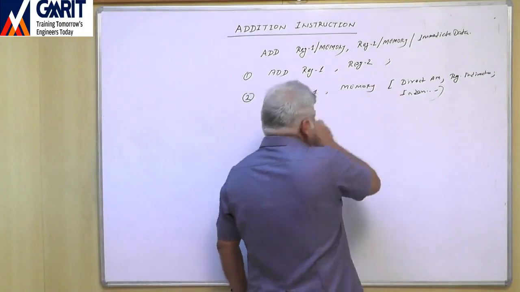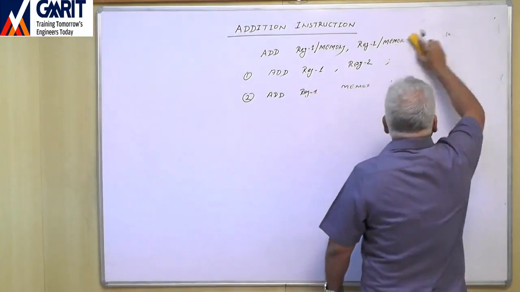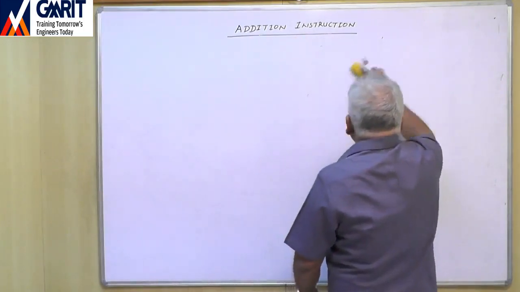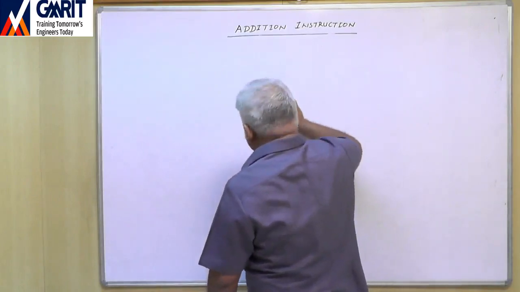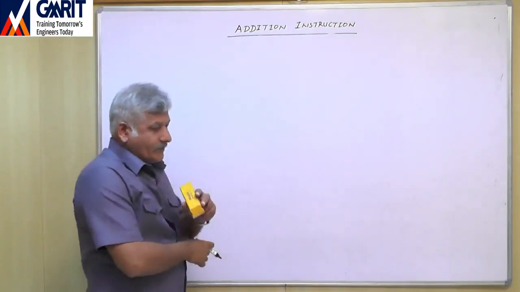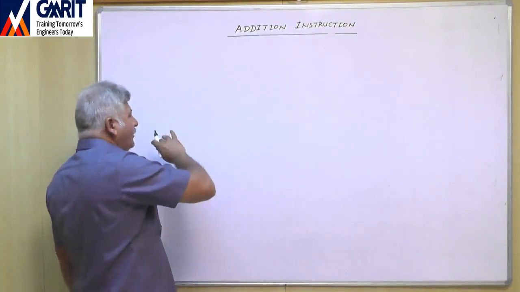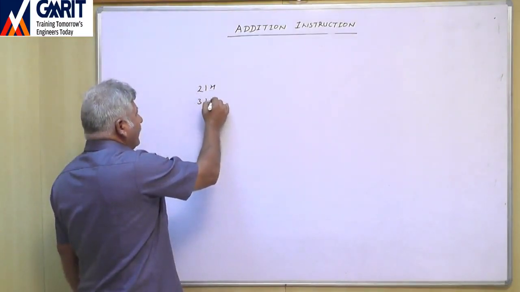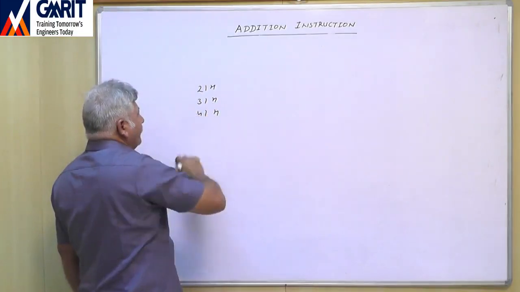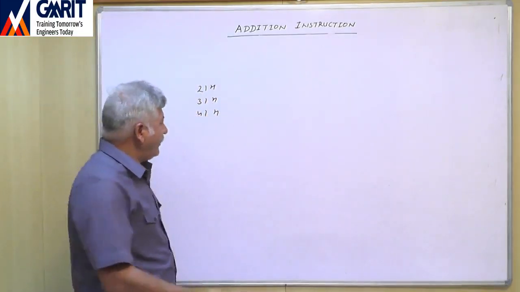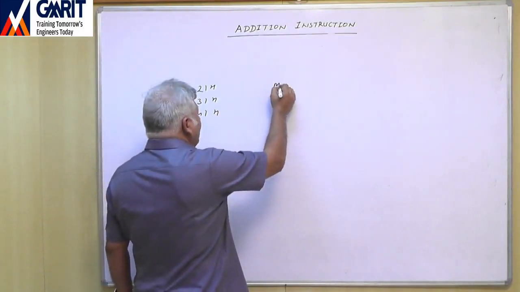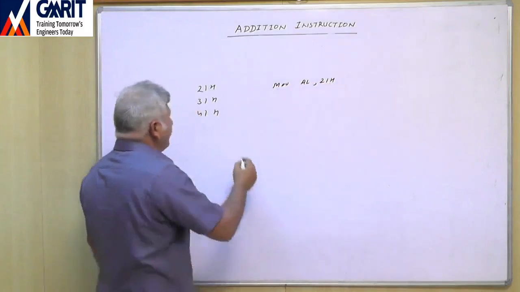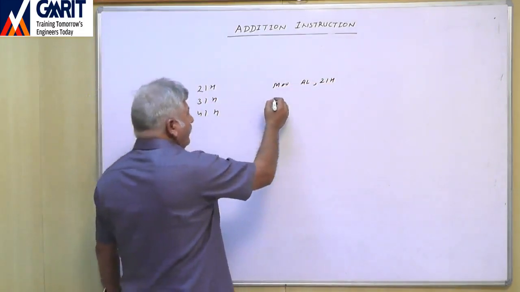Now we will see if we are going to add more than two numbers. Suppose we want to add three numbers, right? 21H, 31H and 41H. We want to add these three numbers. So one simple approach is MOV AL, 21H. The first number we will bring in AL.